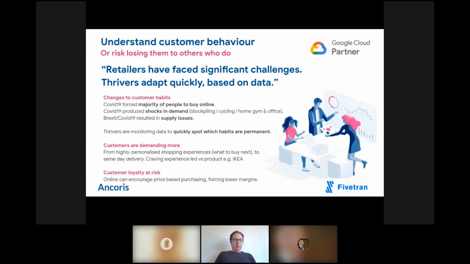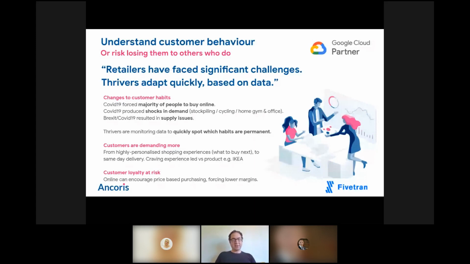And if we just touch on some of those, I think in the retail space, there's clearly changes to customer habits. COVID forced the majority of people to buy online. COVID produced a number of shocks in demand. We saw stockpiling at the beginning. Later on, we're working with a leading cycling retailer, and they've seen a huge surge in cycling equipment as people don't want to commute on trains, etc. Gyms are shut, so they've been wanting to buy bikes to get exercise. If anyone out there's tried to buy a cross trainer, you'll know, forget it. If anyone tried to buy a webcam at the beginning of lockdown, again, it's very, very difficult to get hold of.